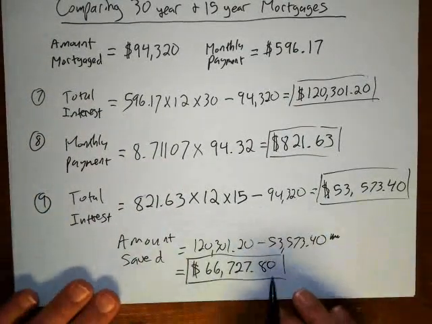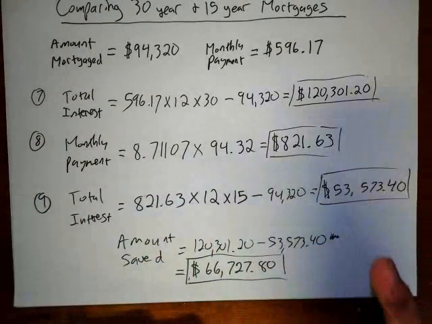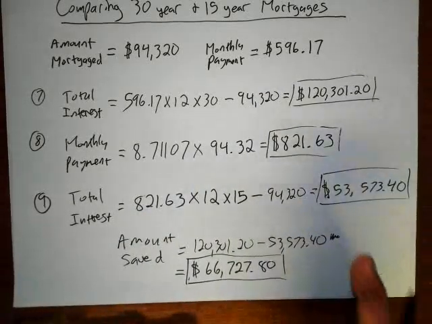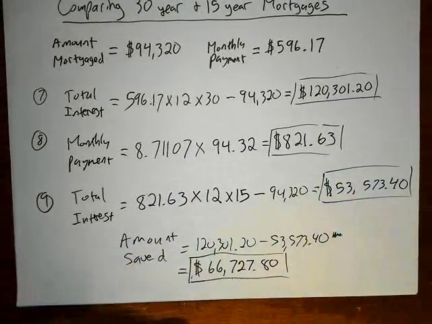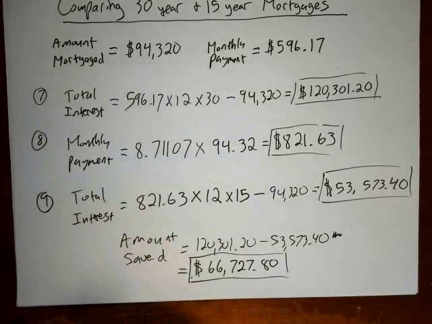And here's one of the things here. Not only would you save all that money in interest, you're also going to have your house paid off in 15 years. And that's going to give you time to actually save money for retirement. So let's say you're 30 years old and you get a 30-year mortgage, right?